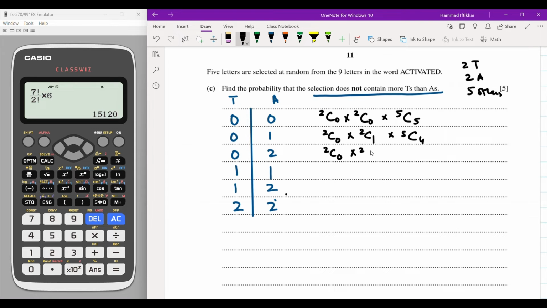2C0 times 2C2 times 5C3. 2C1 times 2C1 times 5C3 again. 2C1 times 2C2 times 5C2, since we have 3 already selected, so I need to select 2. Then 2C2, 2C2, and then 5C1.